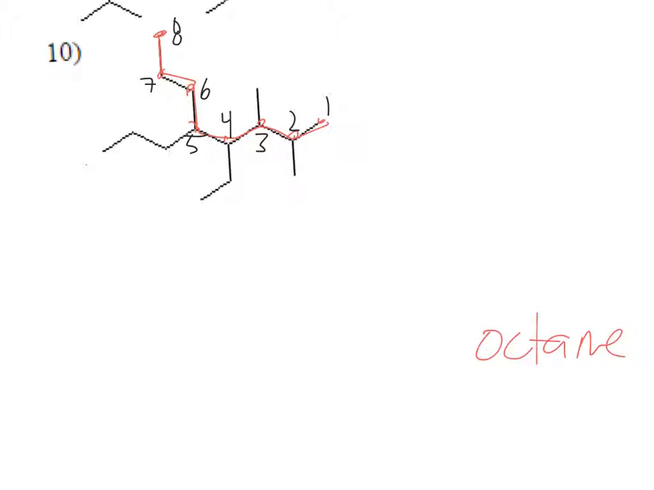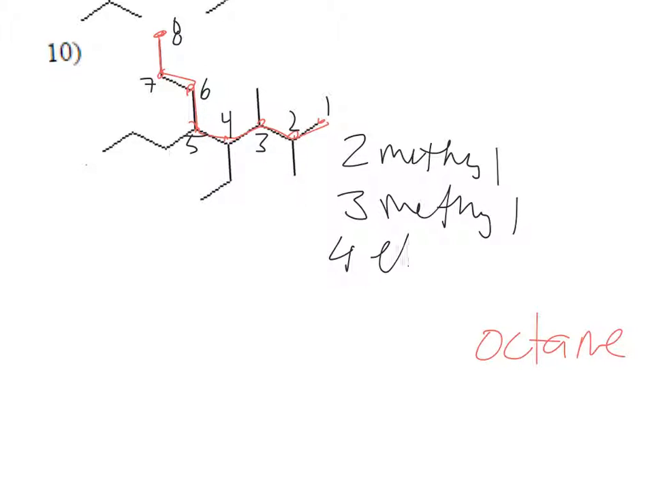And then where are our groups? So using the old method that I taught you where you name each and every one individually, at carbon 2, you have a methyl. At carbon 3, you have a methyl. At carbon 4, you have an ethyl, because we've got 1, 2 carbons. At carbon 5, you have 1, 2, 3 carbons. That is a propyl. Okay, so 5 propyl. Oops, changed colors on you there. Let me go back real quick just to be consistent. So 5 propyl octane.